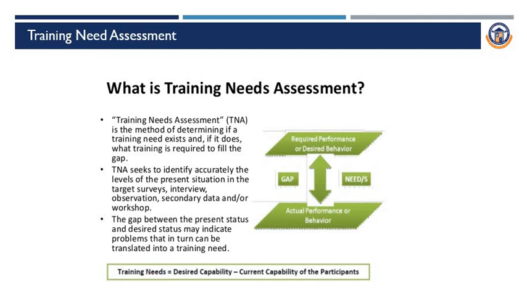This TNA seeks to identify accurately the levels of the present situation in the target group through surveys, interviews, observation, secondary data or workshops. Then the gap between the present status and desired status may indicate the problems that in turn can be translated into training need. So, in short, we can say that training need is equal to desired capability minus current capability of the employee.